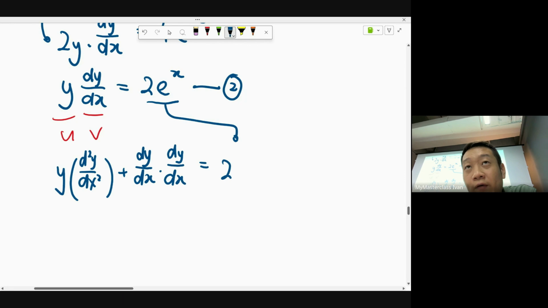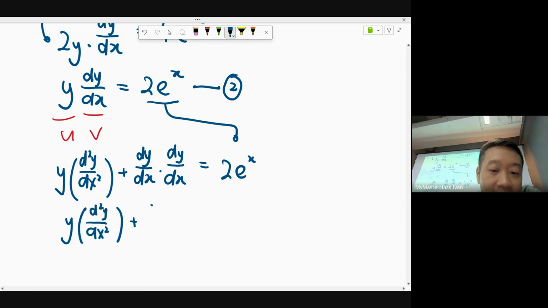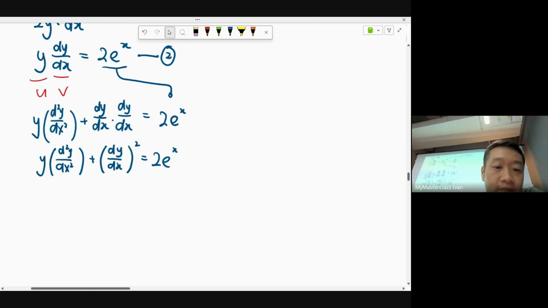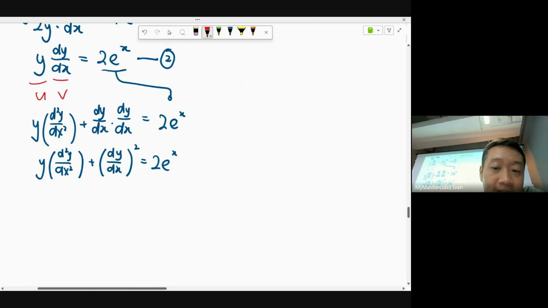Differentiate 2e power x, it becomes what? Yeah, still 2e power x. Okay, simplify: y d2y over dx square plus dy dx times dy dx, that is dy dx, the whole thing squared, equals 2e power x. And now you label this as equation 3.